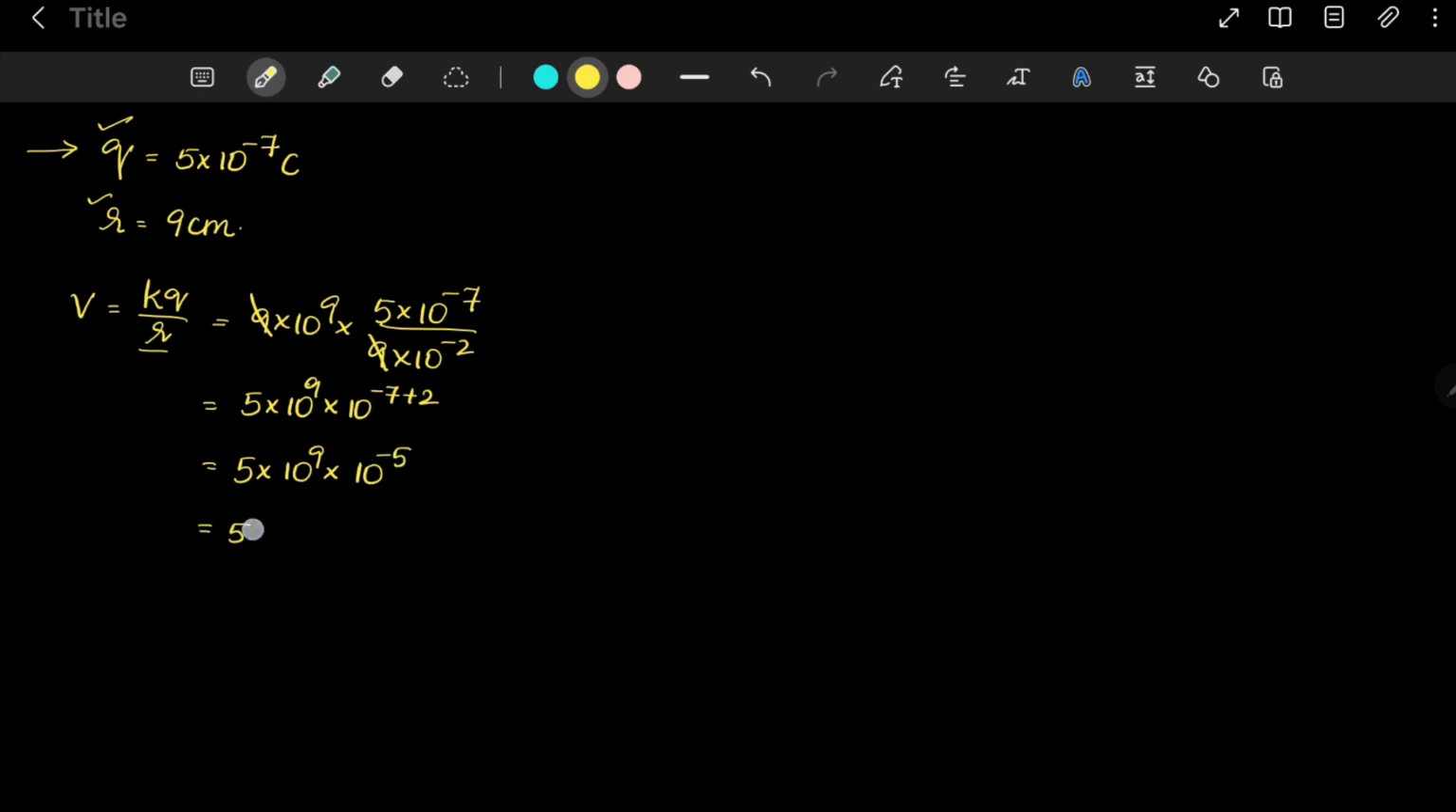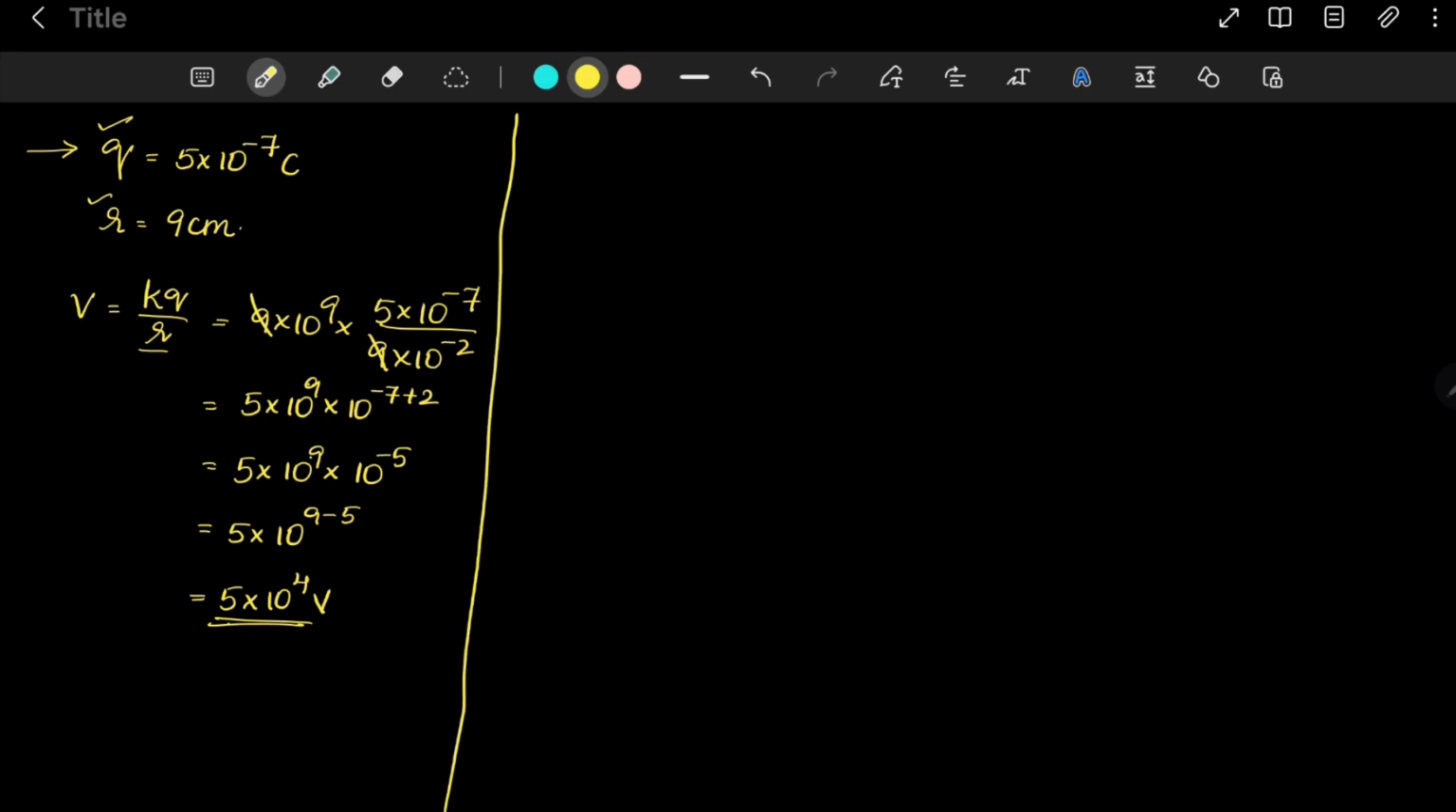So this is 5 into 10 power 9 minus 5, which is equal to 5 into 10 to the power of 4 volt, the electric potential. Oh, so huge value. Okay. At that distance of 9 centimeter, what is that electric potential there?